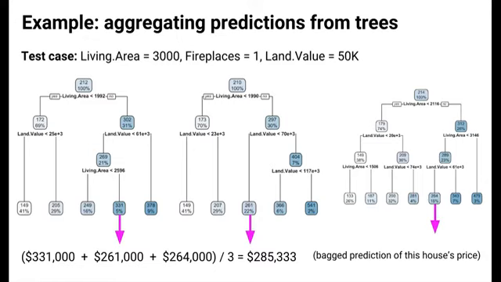So what I'll do is make a prediction for this test case, this house's price, based on each of these trees. Check for yourself that if you follow the branches along, you get the predictions indicated by the arrows. In the first tree, I predict $331,000 for this house's price. The second tree predicts $261,000, and the third predicts $264,000. To get my bagged prediction of this house's price, I'm going to average these 3 predictions. So I'd predict about $285,000 for this house's price.